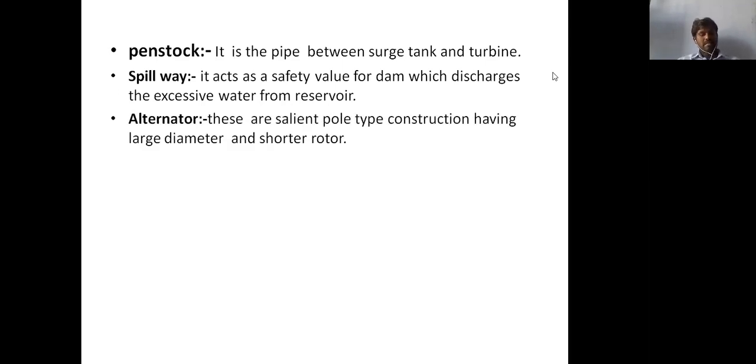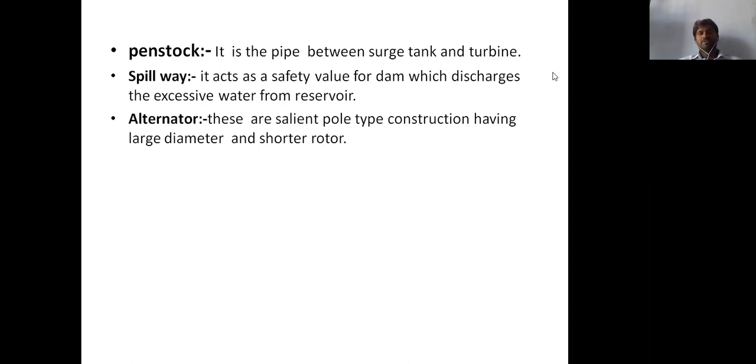So the next one is the alternator. Alternators are one of the synchronous generators. So what is meant by a generator? A generator converts mechanical energy into electrical energy.